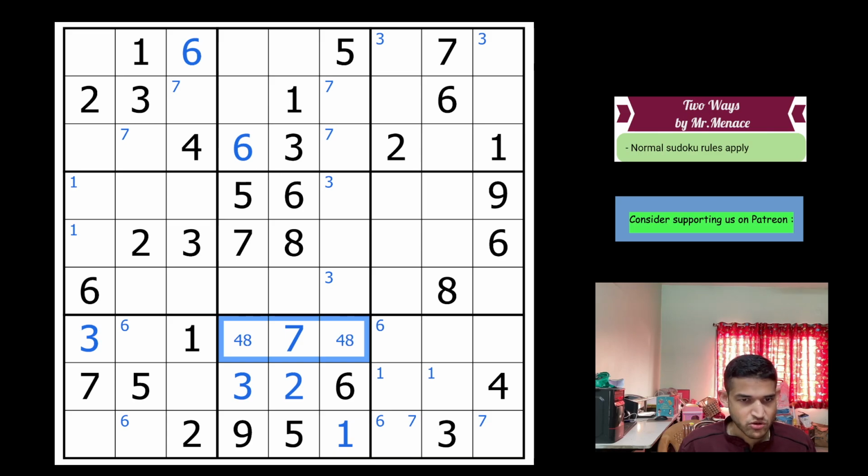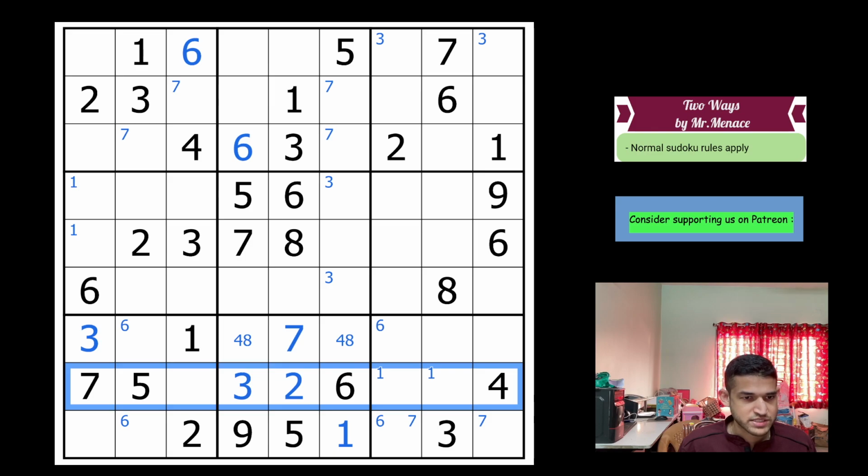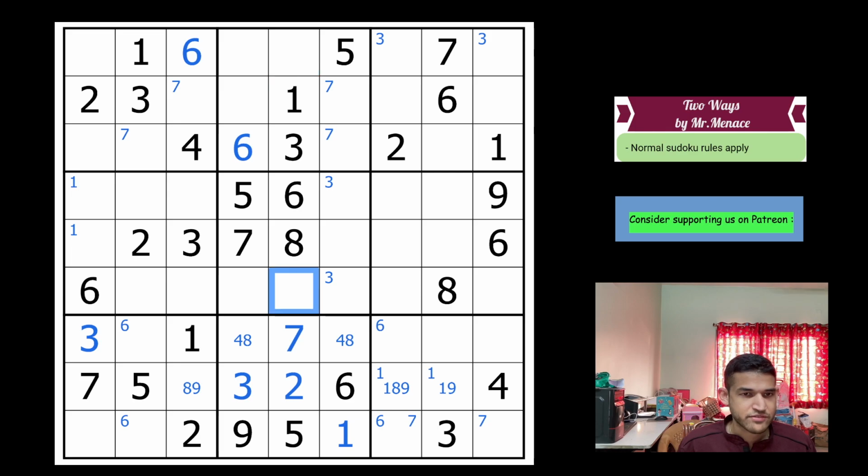And looking at row 8, 2, 3, 4, 6, 5 and 7. So 1, 8 and 9. So which means this is 1, 9, this is 8, 9, and this is 1, 8, 9. Now I'm going to look at column 5, 4 and 9 are the remaining digits. So I'm writing them in.